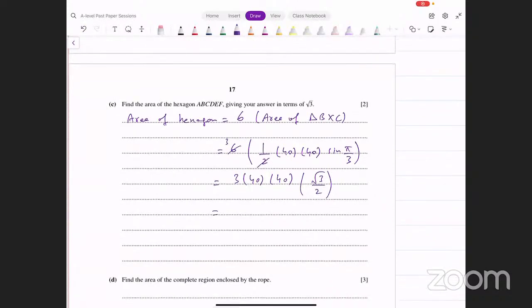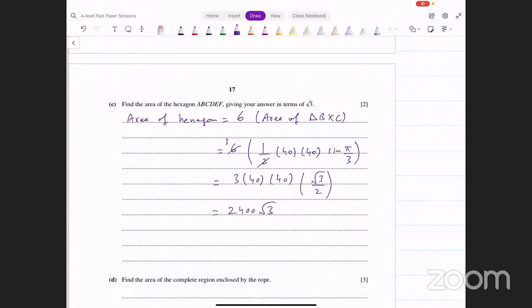एंड नाउ यू कैन राइट डाउन योर फाइनल आंसर इफ यू वांट, दैट्स ओके। ये आपके पास क्या आ जाएगा? ये आपके पास आ जाएगा √3 into 40 into 40 divided by 2 into... So what do we get? We get 2400 into square root of 3. Square root of 3 के terms में आंसर देना था. This is what we get at the end.